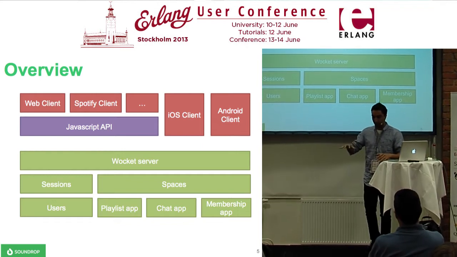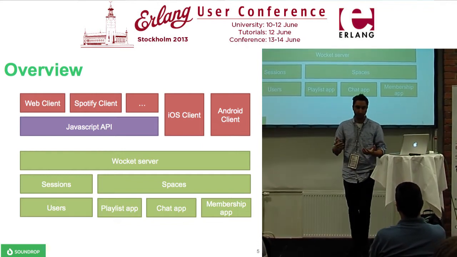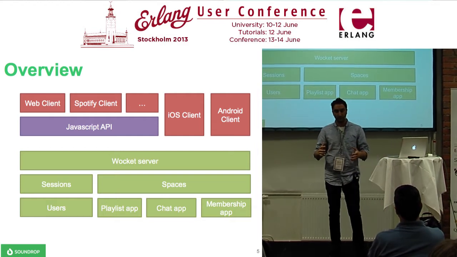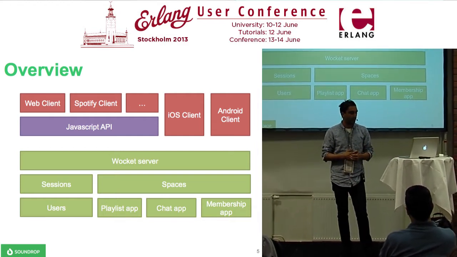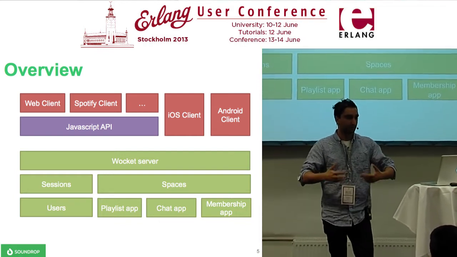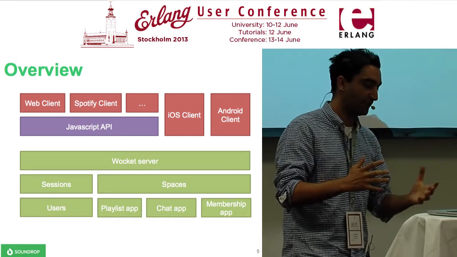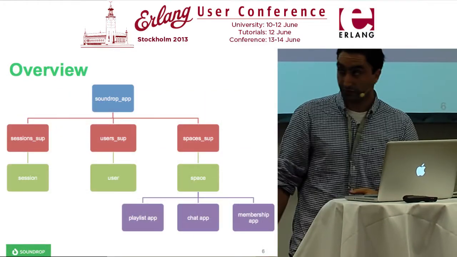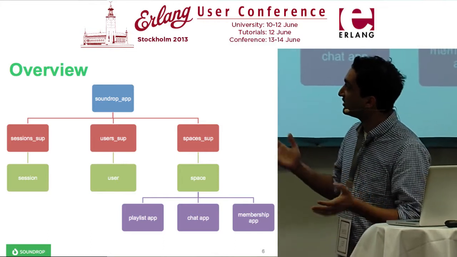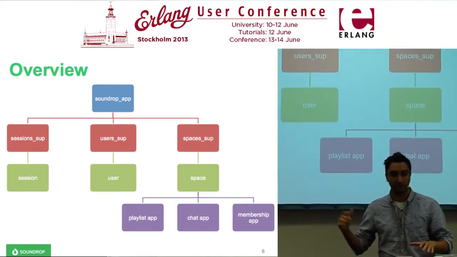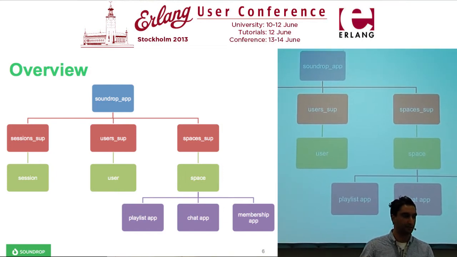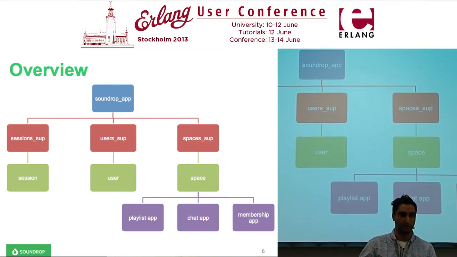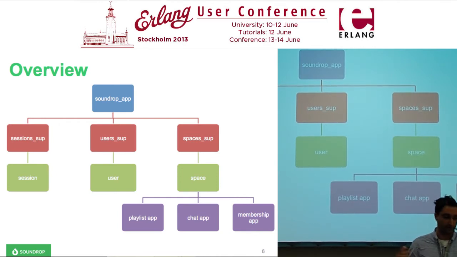And then we have what we call spaces, which is our technical name for rooms. And inside this space is an Erlang process today as well. And inside these spaces, we have other sub-processes that manage the application, the chat, and the membership. So this is a really simplified supervision tree, because there are a lot of third-party integration services in our tree, like integrating with Spotify, Facebook and Twitter, all these things that I didn't put in this slide. This is just the core of it.